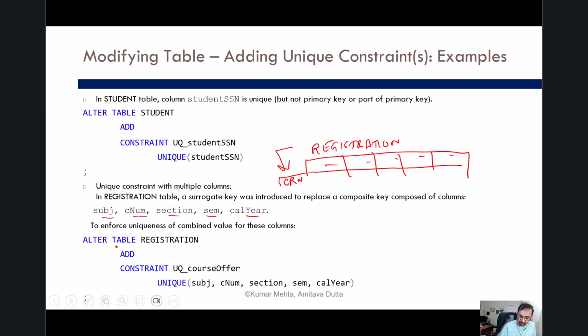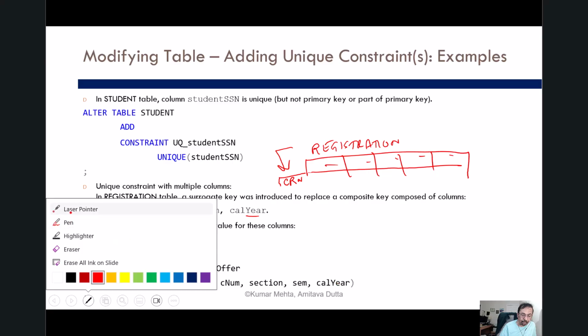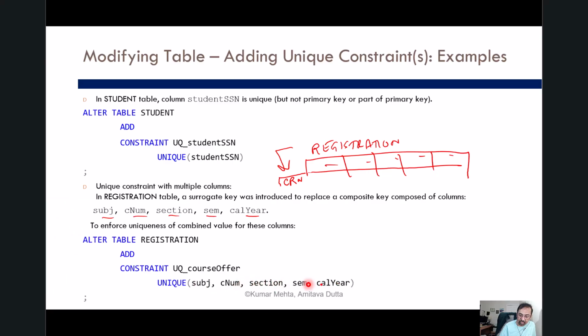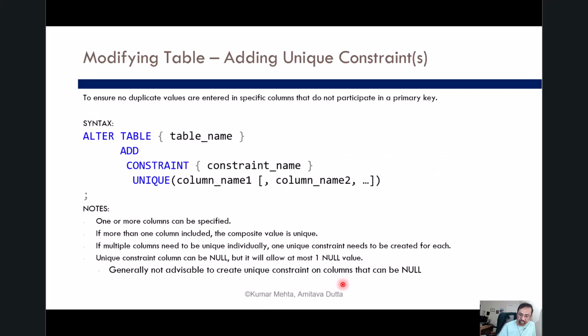I would say alter table. The name of the table is registration. I'm saying add a constraint. Every constraint must have a name so that I can refer to it when needed. This is the name of the constraint. And then I say unique, SUBJ, C number, section, and so on. Notice that there are multiple columns listed over here. That's what this syntax means: unique column name 1, column name 2, column name 3. So you could have multiple columns listed there.